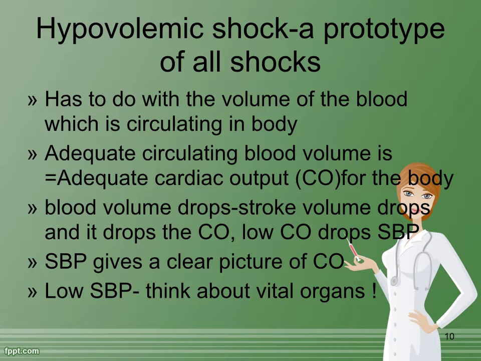Adequate circulating blood volume is important for adequate cardiac output. When the blood volume drops, the stroke volume drops, and so it further drops the cardiac output. Low cardiac output will drop the systolic blood pressure. Systolic blood pressure gives a clear picture of cardiac output. Now, when you have low systolic blood pressure, you think about the vital organs of the body, and what will happen to those vital organs.